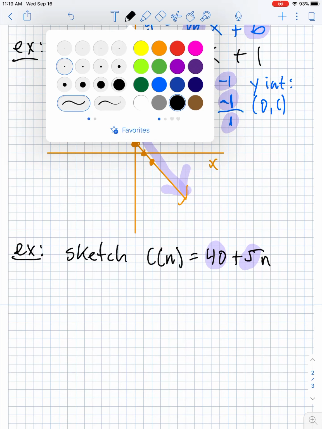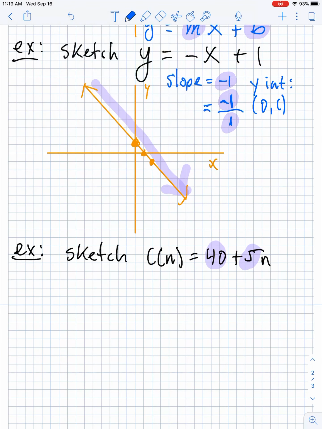To graph by intercepts, we are going to replace n with 0 to find the y-intercept, and then replace this whole part with 0 to find the x-intercept. Kind of wish that they hadn't used those letters, but oh well. So first let's find c of 0 is equal to 40 plus 5 times 0, which is equal to 40.